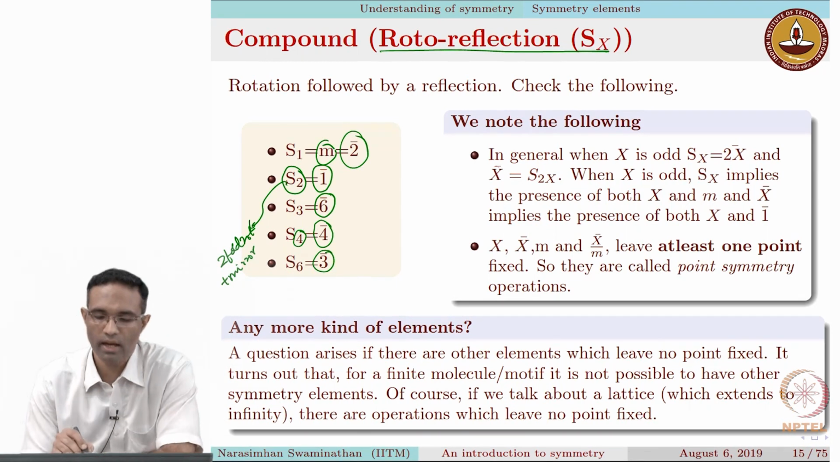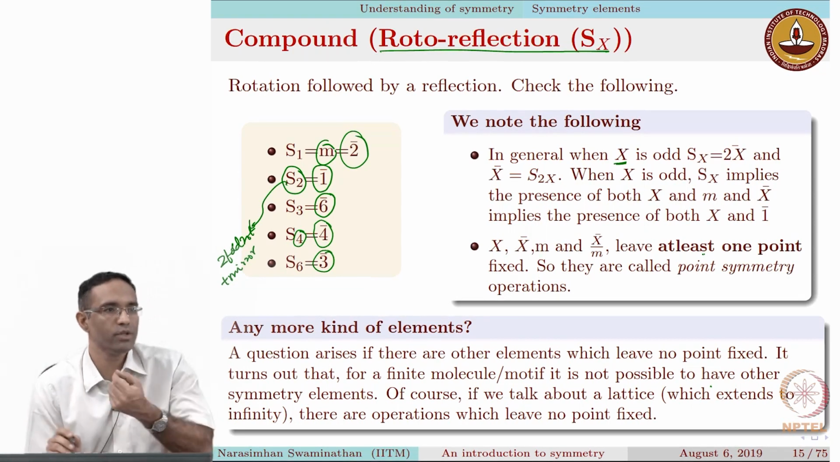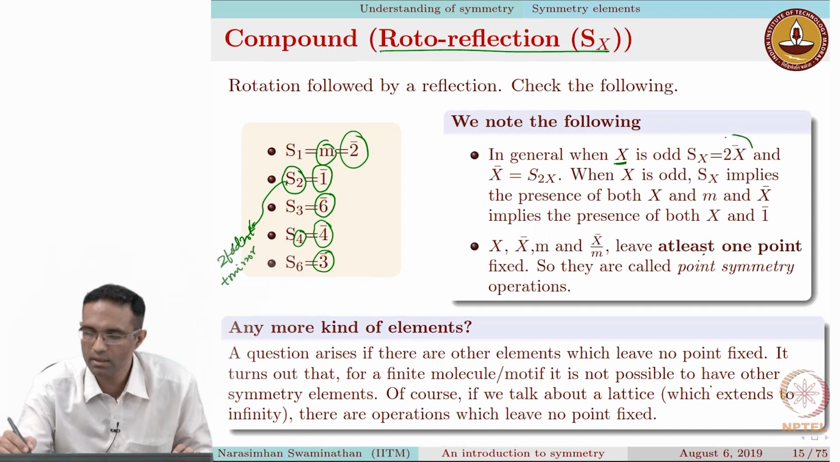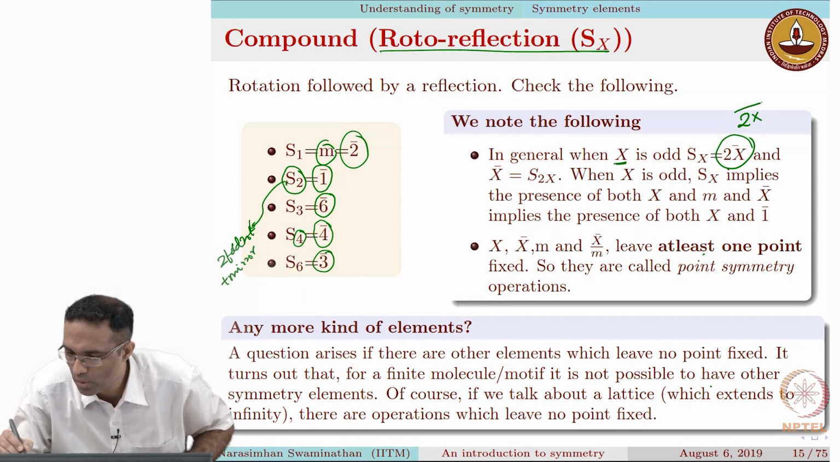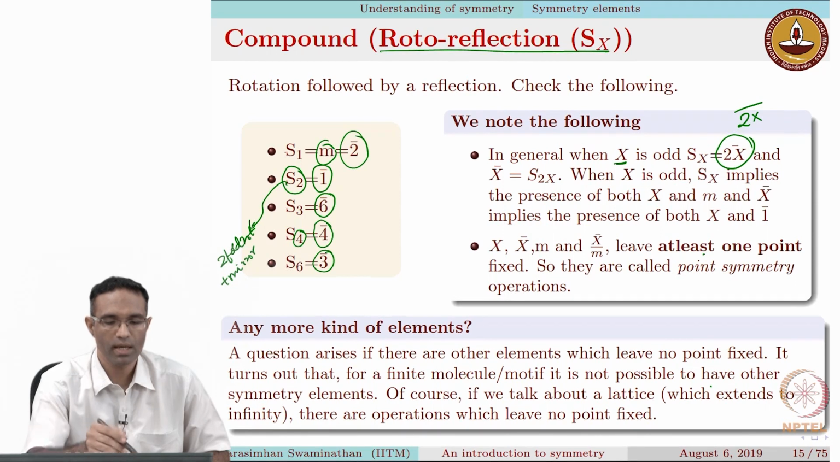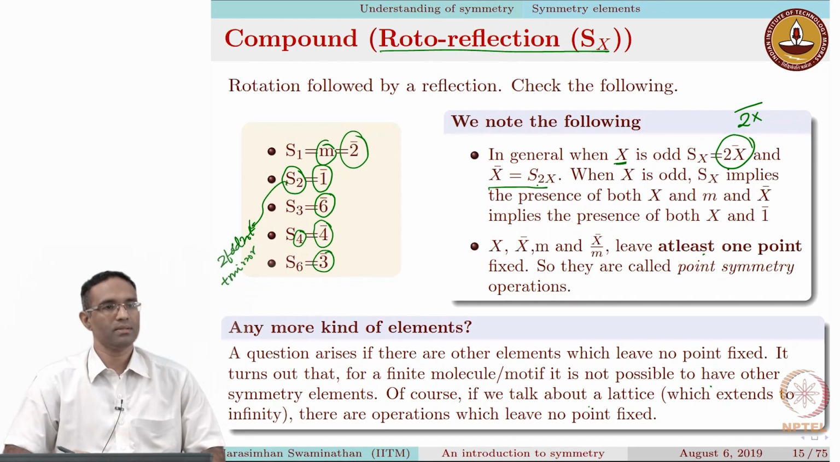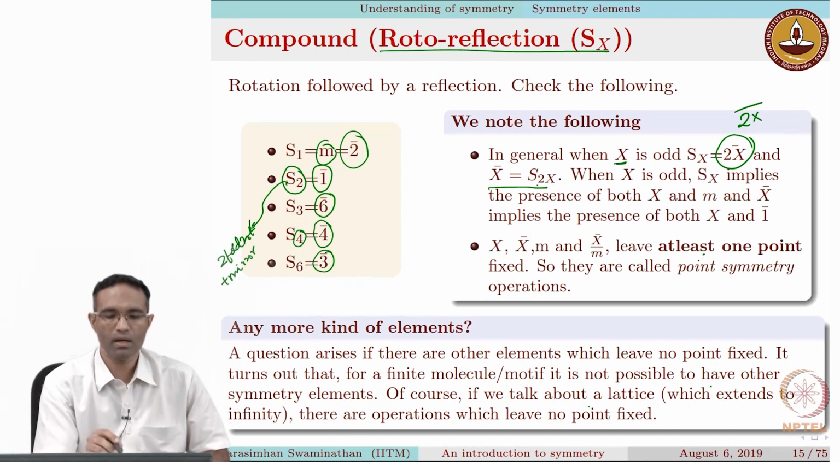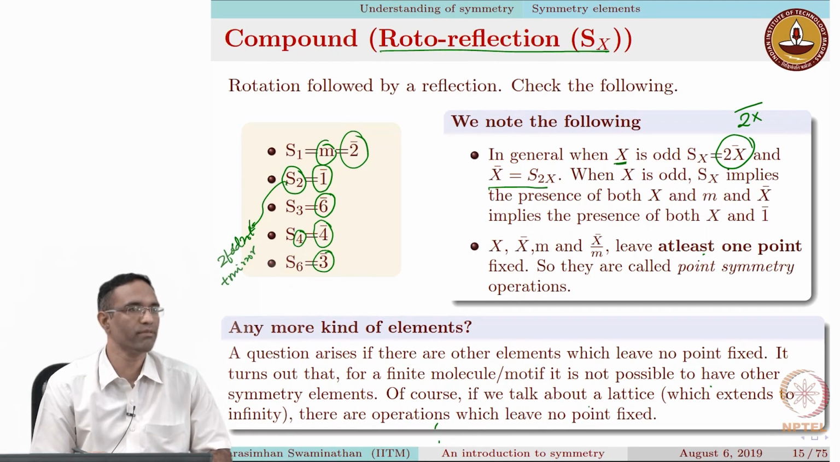Okay. So usually we have the following relationship. When X is odd, that means when the order of rotation is odd, S suffix X, that means when you rotate it by that amount and then reflect it, it is nothing but 2X the whole bar. Okay, that's what it means. So S3 will be 6 bar. Okay, S1 will be 2 bar, and X bar is equal to S2X, the same thing, right? So 1 bar is nothing but S2, and 6 bar is nothing but S3. So that is written in a slightly different way.